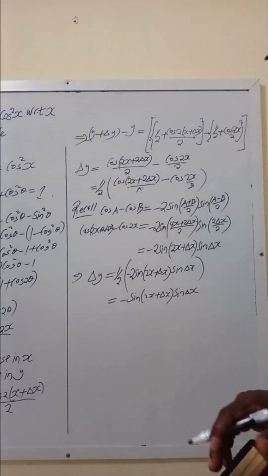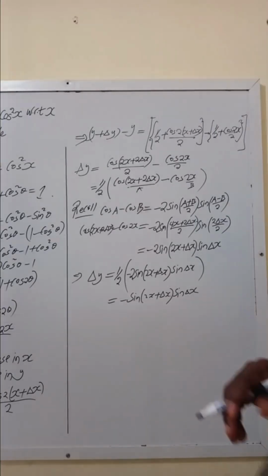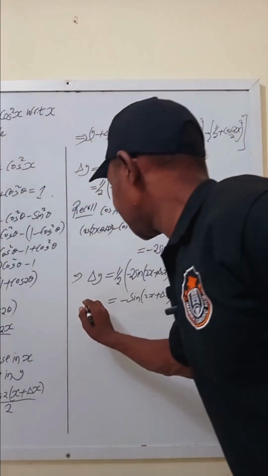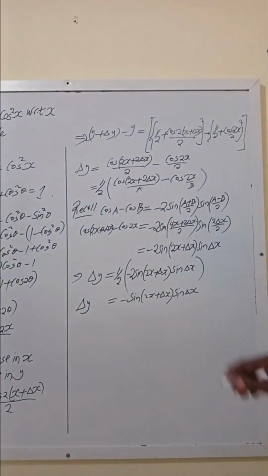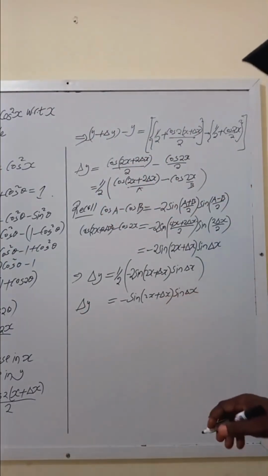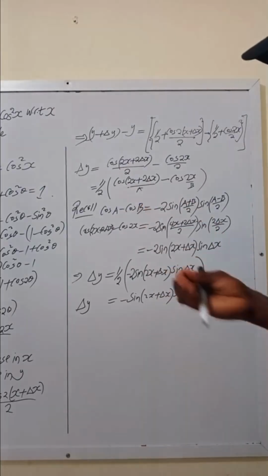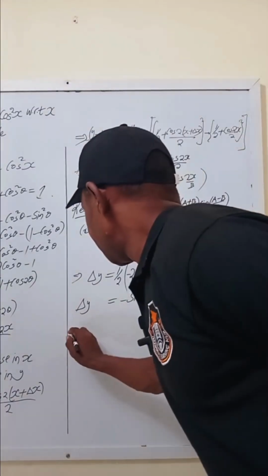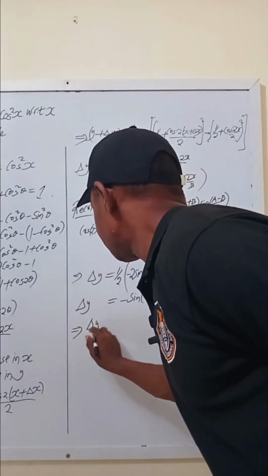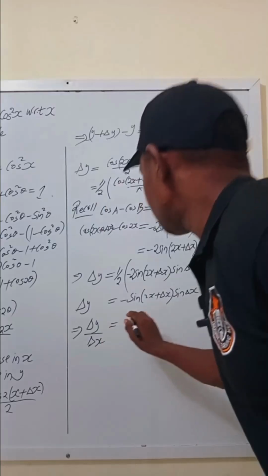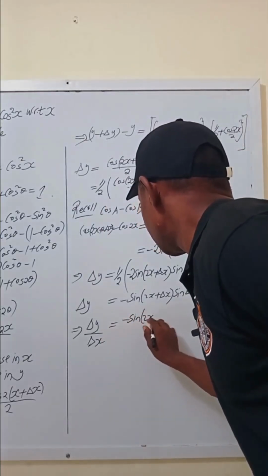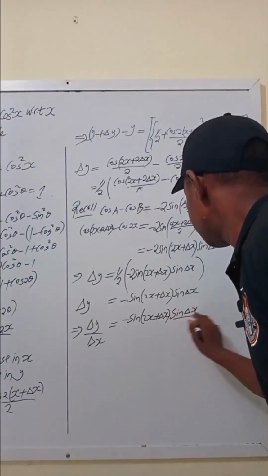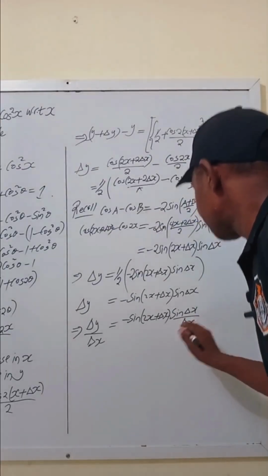Remember, to be able to differentiate, we need to have a dy dx. So what do we do next from here, where we have delta y is equal to negative sine 2x plus delta x into bracket sine delta x? To get that expression of dy dx, we need to divide through by delta x. So dividing through by delta x, we shall have delta y over delta x is equal to negative sine 2x plus delta x, then sine delta x divided by delta x.